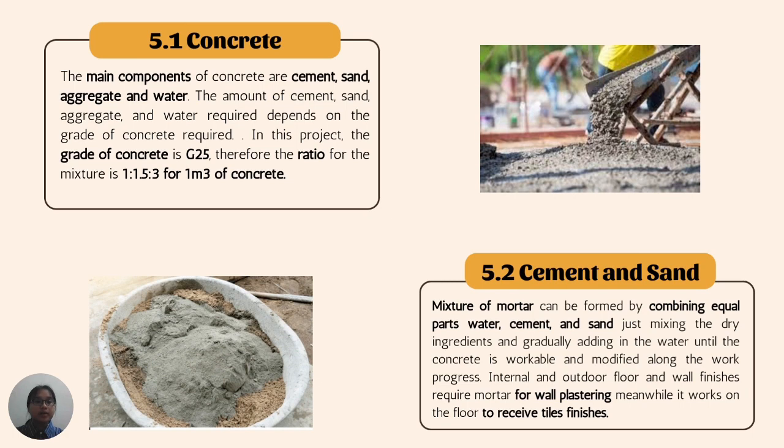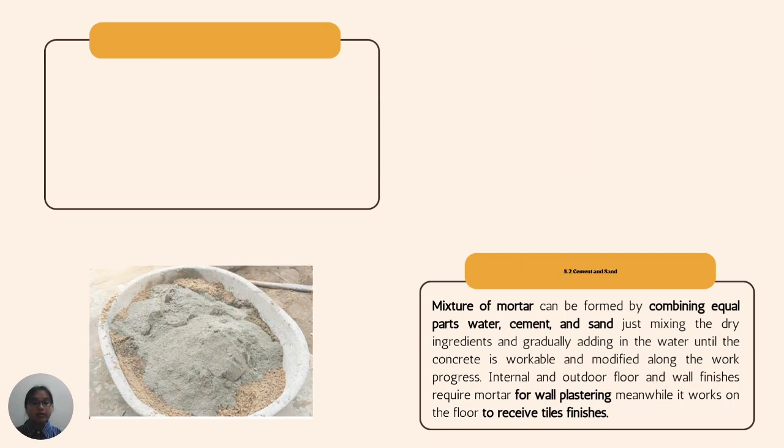Concrete. The main components are cement, sand, aggregate, and mortar. The grade of concrete used in this project is 325 and the ratio is 1 cement, 1.5 sand, and 3 aggregate for 1 meter cube of concrete. Cement and sand. Mixture of mortar can be formed by combining equal parts of water, cement, and sand. It can be used for wall plastering and to receive house finishes on the floor.